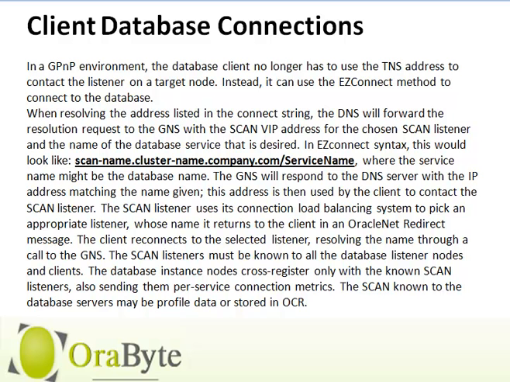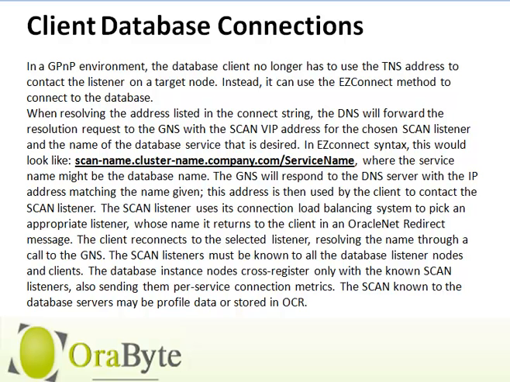When resolving the address listed in the connect string, the DNS will forward the resolution request to the GNS with the scan VIP address for the chosen scan listener and the name of the database service that is desired. In Easy Connect syntax, this would look like scan-name.cluster-name.company.com/service name, where the service name might be the database name. The GNS will respond to the DNS server with the IP address matching the name given. This address is then used by the client to contact the scan listener.